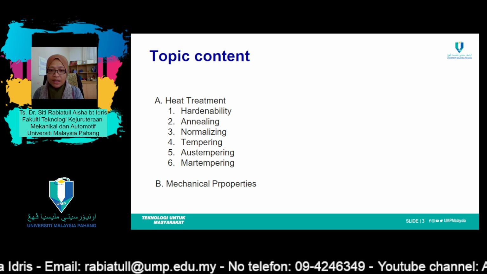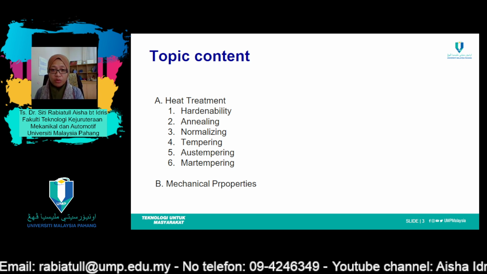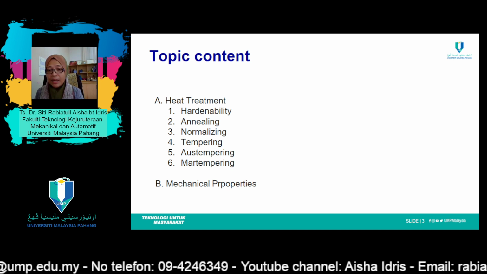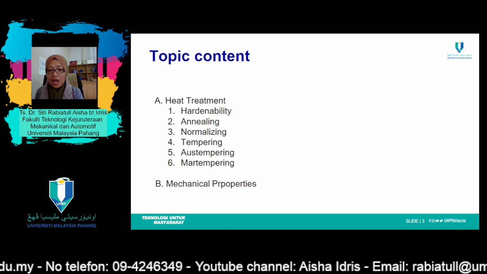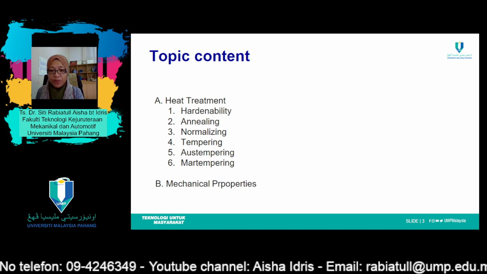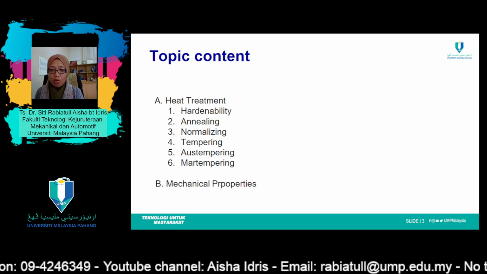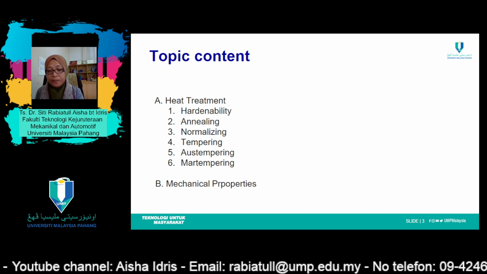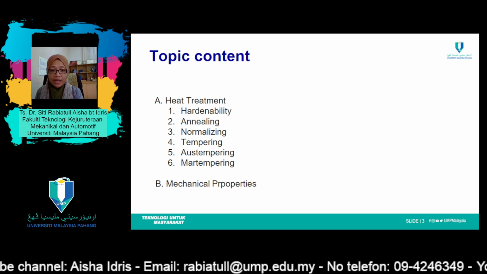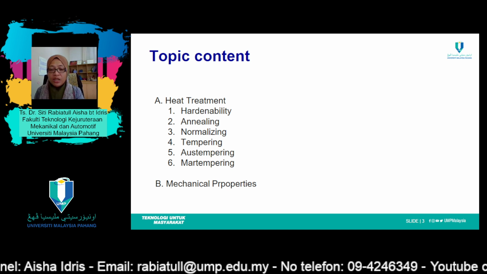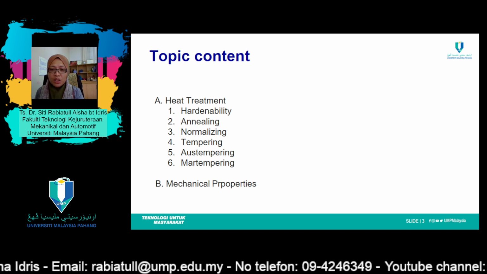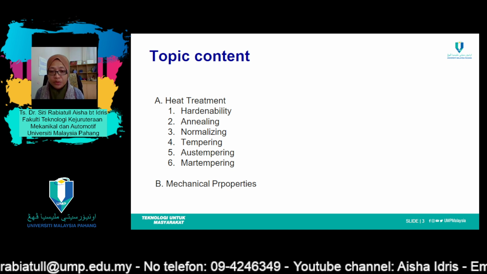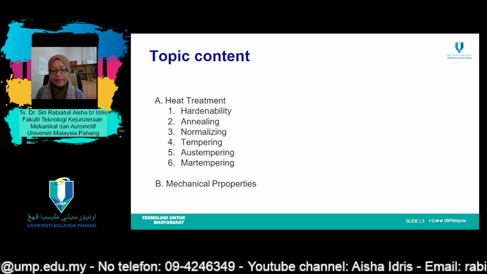As for the topic content, these are the things that we are going to learn today. Number 1 is heat treatment, which includes hardenability, annealing, normalizing, tempering, austempering, and martempering, where we are going to look at the processes involved and their effects on microstructure. Number 2, we are going to look at the mechanical properties, whereby a different structure or phases produced will have different mechanical properties.